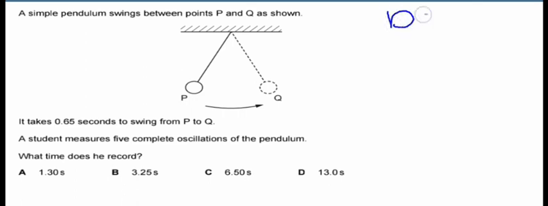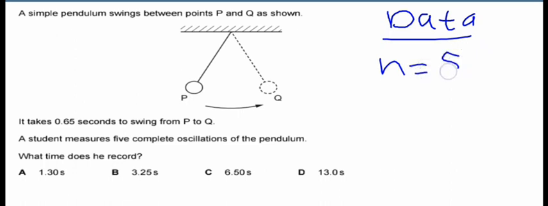So we can collect the data here. We have the number of oscillations, which is 5. What time does he record? What time does he record? So they are asking us to calculate what? Time. So time here we don't have. Now, let's find the period of the pendulum. By definition, the period of the pendulum is the time taken to make one oscillation.